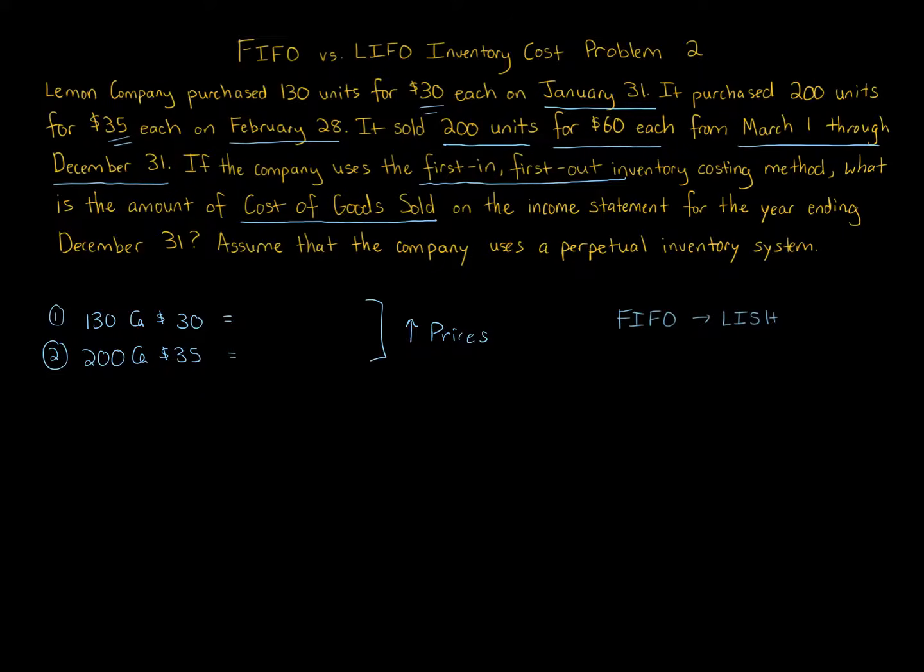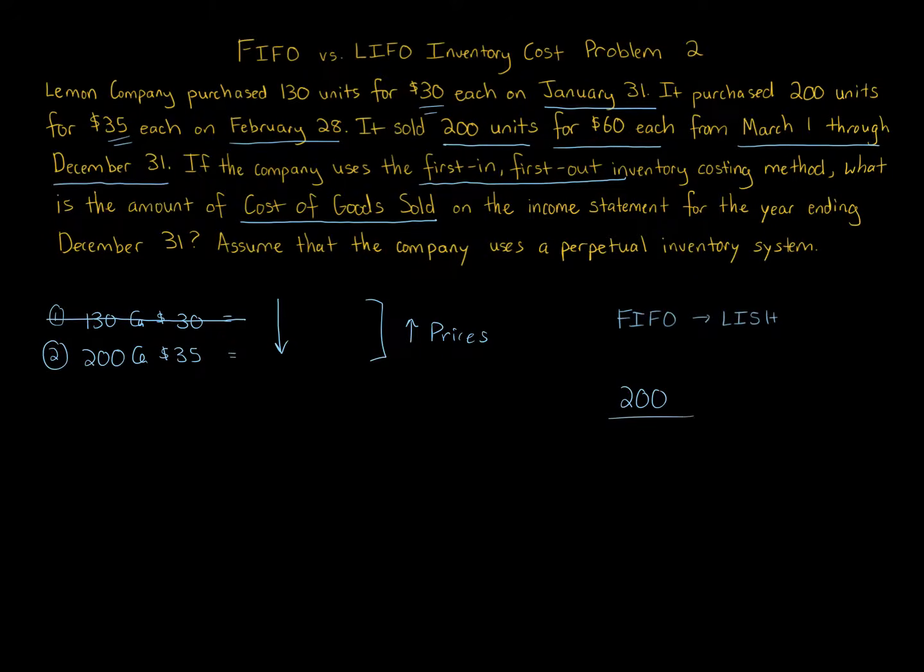FIFO, we're selling 200 units. So think about it. We're selling 200 units. We go to the first layer. We go in order from the top down. That's what FIFO is. LIFO, we're going to do the reverse order, bottom up. So we're going from the top down. 200 units. Do we have enough in the first layer to cover this? No, we don't. In fact, we're going to eliminate the entire first layer.